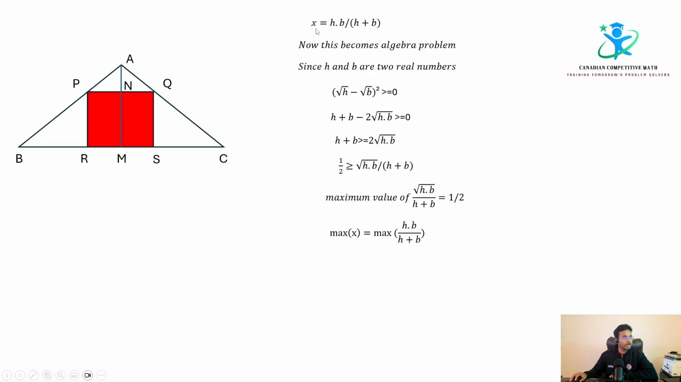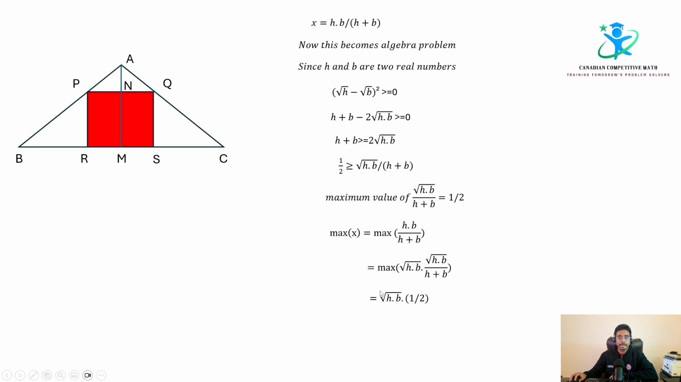We already know that X equals H times B by H plus B. So the maximum of X will be the maximum of H times B by H plus B. If we rewrite the top one, H times B, we can write it as square root of H times B times square root of H times B. Since we know that the maximum value of square root of H times B by H plus B is 1 by 2, the maximum value of X is square root of H times B times 1 by 2.